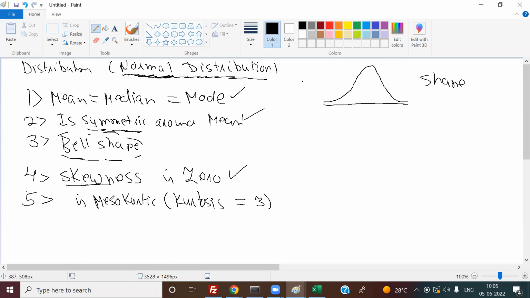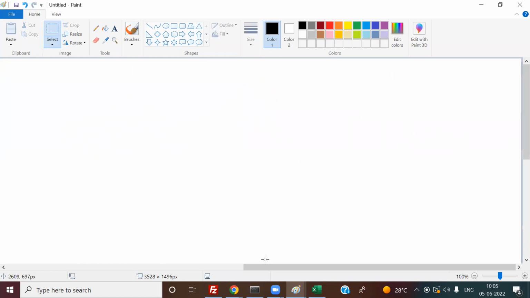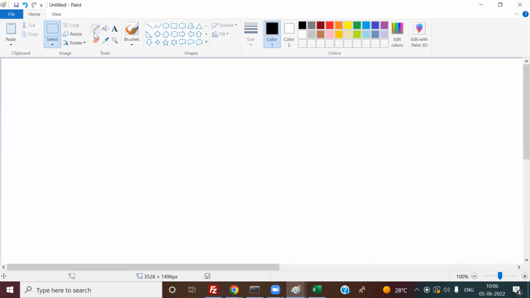Okay. Mesokurtic. What does mesokurtic mean? Where kurtosis is 3. Okay. Let's try taking an example. So kurtosis has a formula. If you want, you can see that formula on your own. Not needed also. So the formula that is not needed, I'll not put.